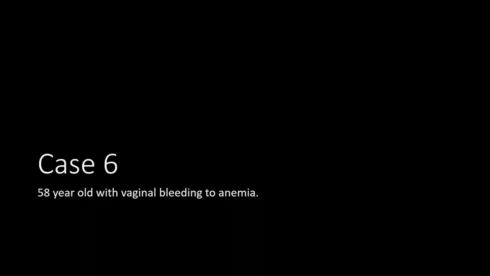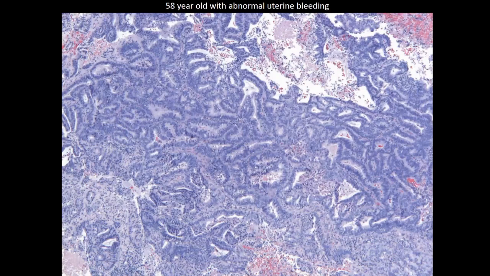Finally, case 6, and this is kind of the king or queen of all differentials, is what we're about to talk about. And that's going to be a 58-year-old with vaginal bleeding and anemia. And so we get the case and I take a look at it and, oh, this is nice and easy.